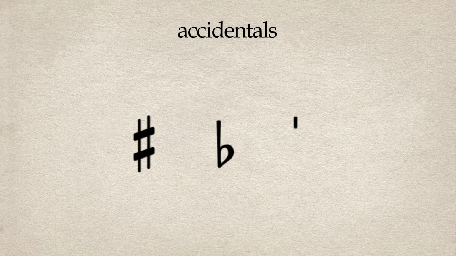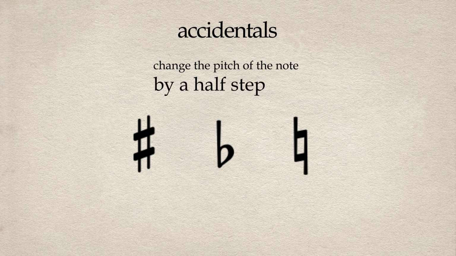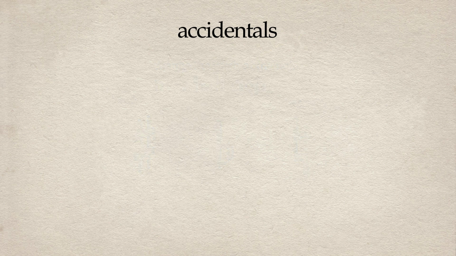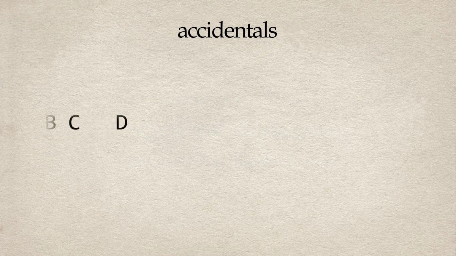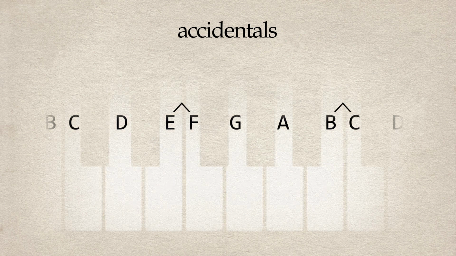These symbols are called accidentals, and they change the pitch of the note they are placed next to by a half step. What's a half step? Well, a half step is the smallest distance between two different notes. Now, if we take a look at the musical notes, there are two places where the notes are naturally half step apart, between E and F and B and C. You can clearly see this on the piano because there are no black keys in between these notes.